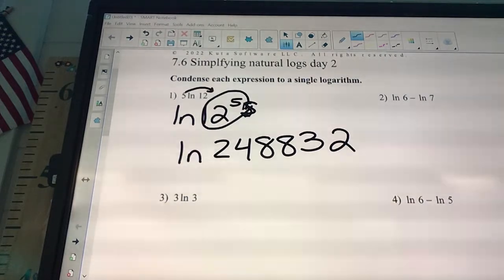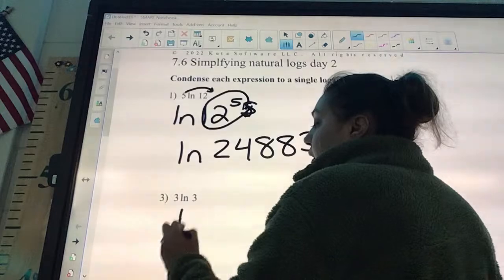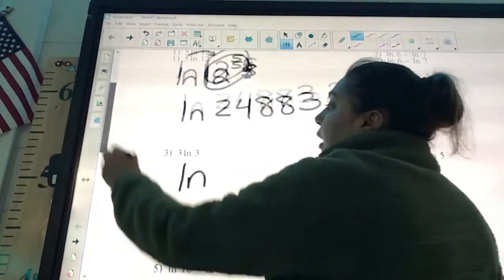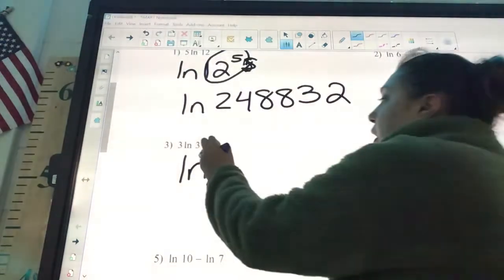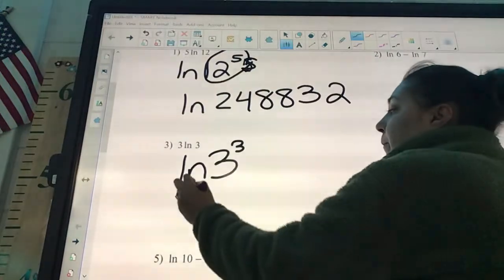Okay, 3 is going to look like natural log of what? 3 to the third power. That's 27.